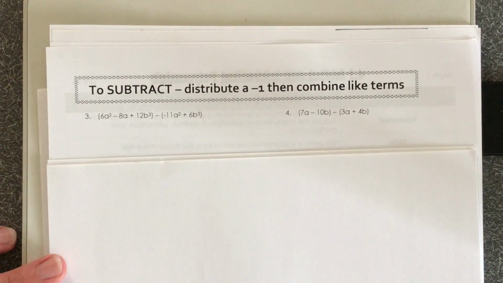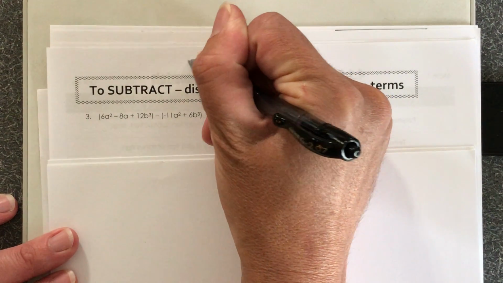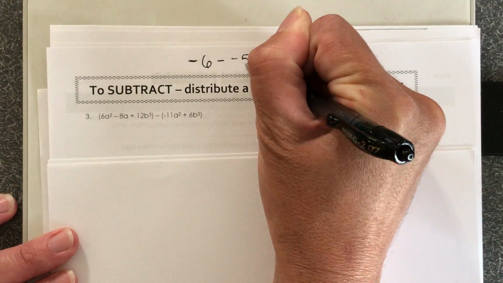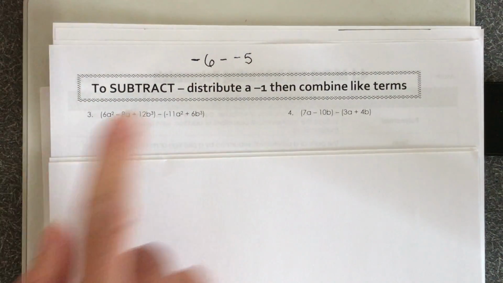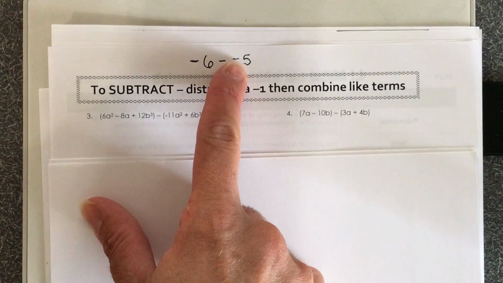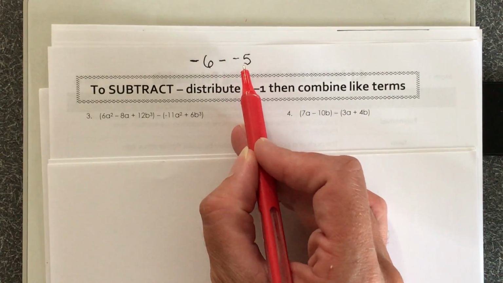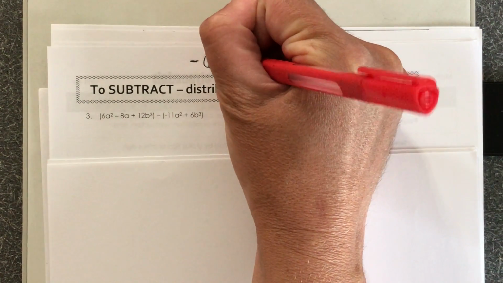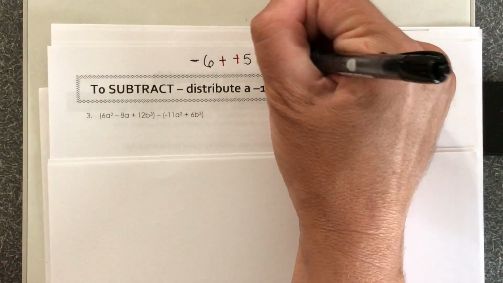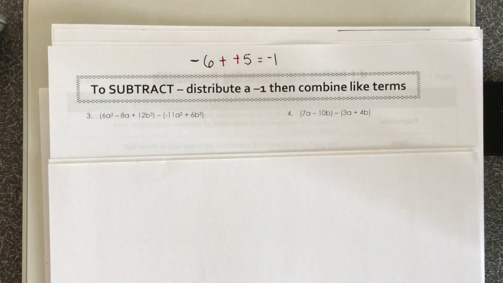It's like going back to your rules of integers. -6 minus -5. Well, change that to addition and change the sign. Or it's the same thing as saying -6 and the opposite of -5 becomes -6 plus a +5. -6 plus 5 is -1. So go back to your integer rules.